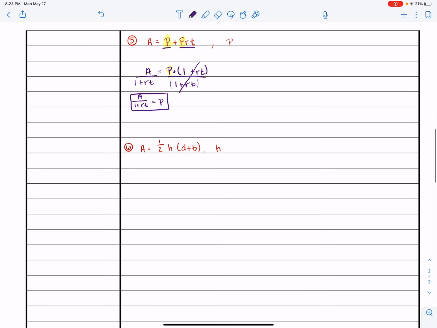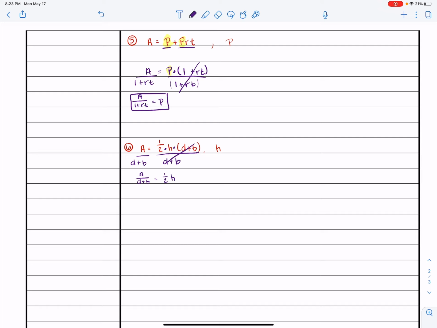All right, last example, we're going to solve for H. So right now I have a 1/2 being multiplied to the H and the H being multiplied to a D plus B. I'm going to get rid of D plus B first because I can divide by that whole factor and they would cancel, but I have to do the same over here. So I have A divided by D plus B equals 1/2 H.